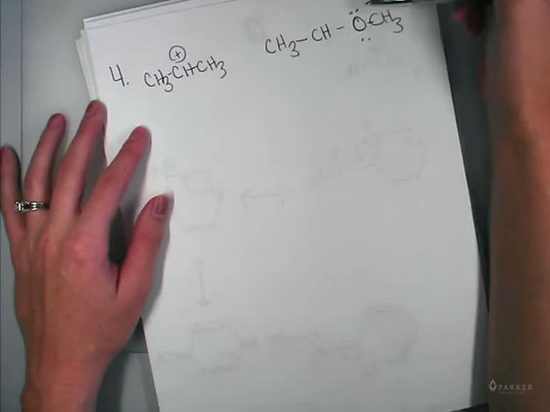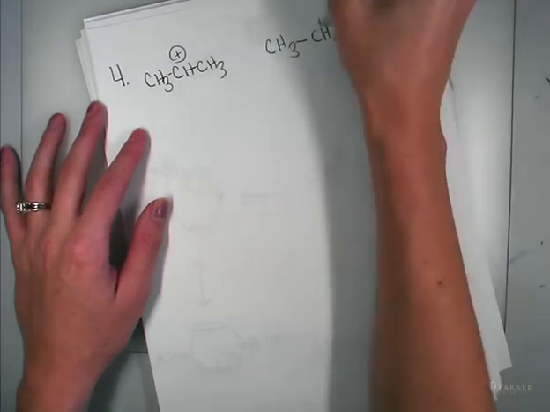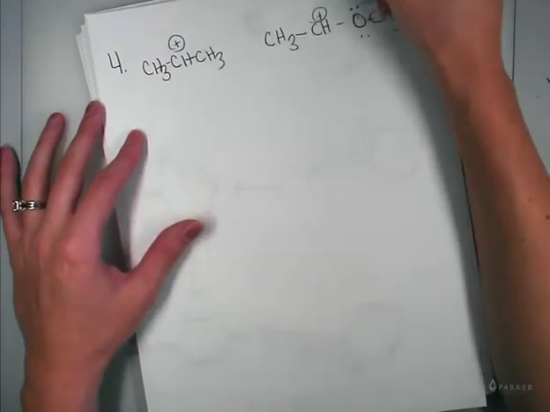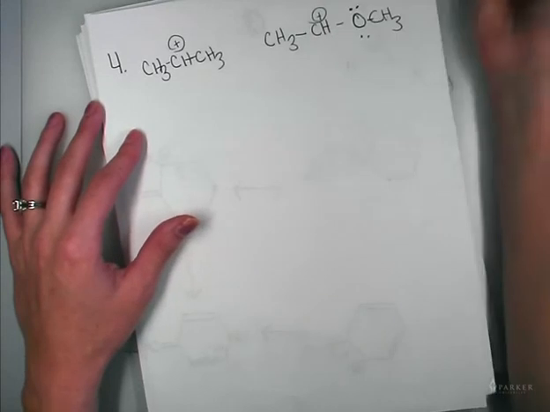So there should be lone pairs on this, and I don't think yours actually shows lone pairs, does it? Okay, so there's lone pairs. Oxygen almost always has lone pairs. Actually, it always does.